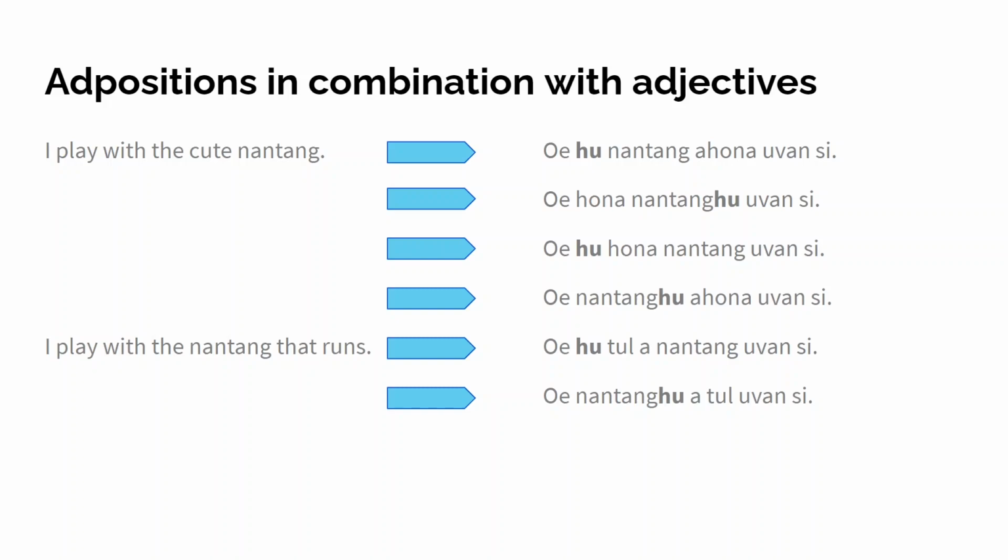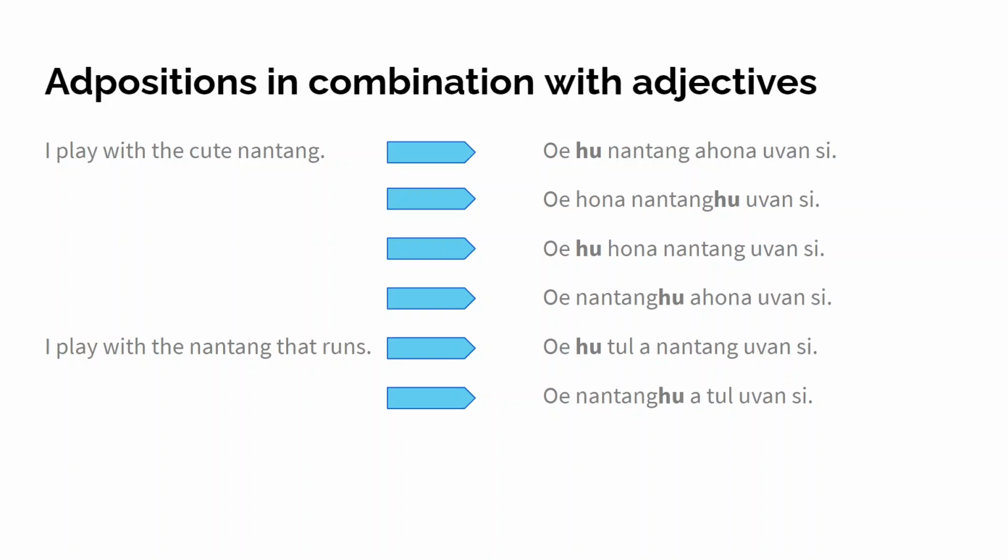But if I put the hu behind the noun, then actually the adjective comes after. The reason for this is simple. In this case, the hu becomes part of the noun. So it becomes part of the word itself. So the ahona, which still is a single, own word, goes after. Oe nantang hu ahona uvansi.